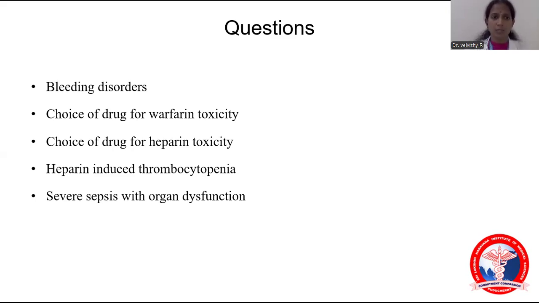And these are some questions. If the patient comes to you with a bleeding disorder, we always go for vitamin K as the main drug of choice, and antifibrinolytics. And in case of severe sepsis, we always go for drotrecogin alpha. It is also a direct thrombin inhibitor. It improves the mortality in case of severe sepsis associated with organ dysfunctions. Thank you.